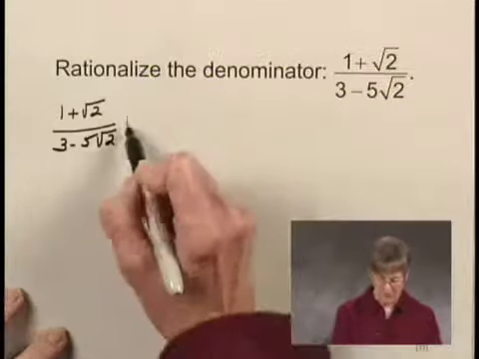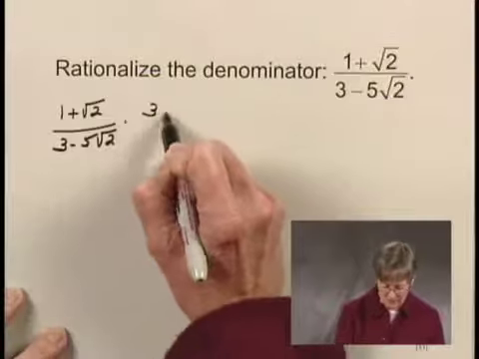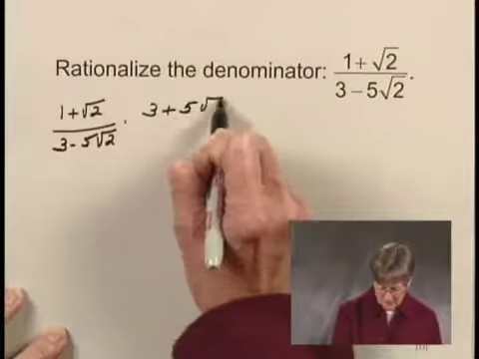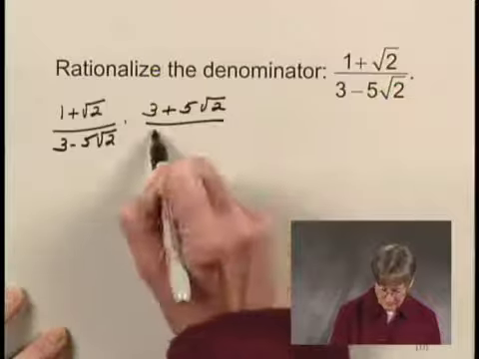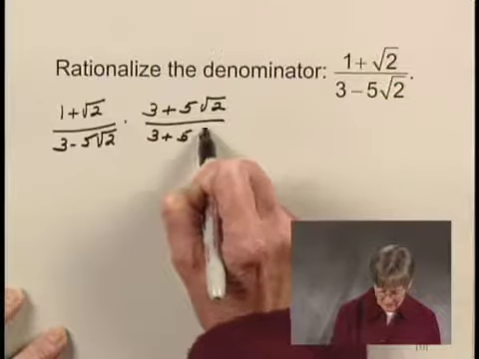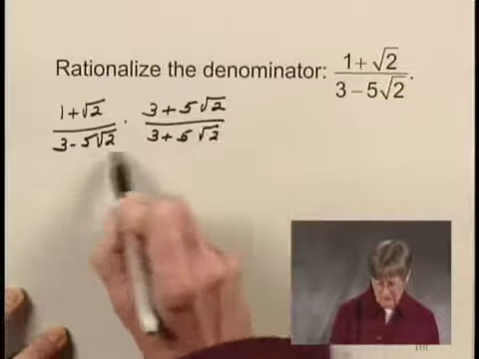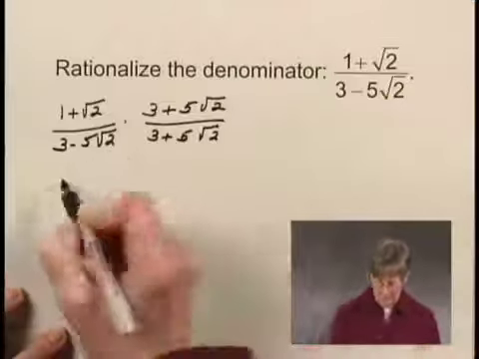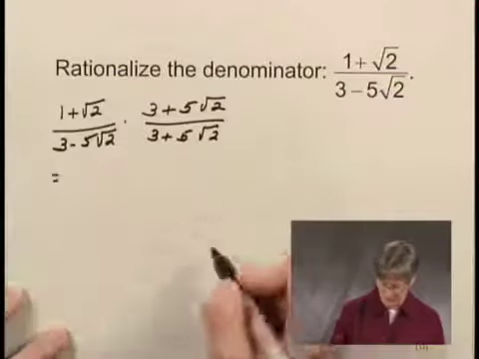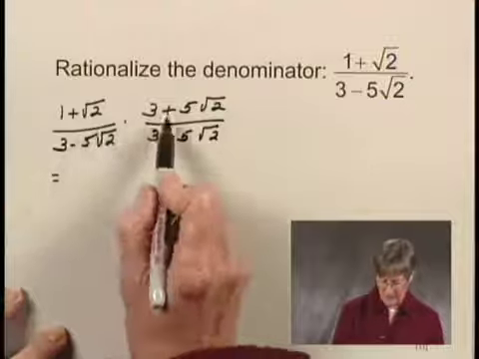So I'm going to multiply this by 1 in the form of (3 plus 5 times the square root of 2) over (3 plus 5 times the square root of 2). These two expressions are conjugates. And now let's just do this multiplication. I'm going to use FOIL in the numerator.